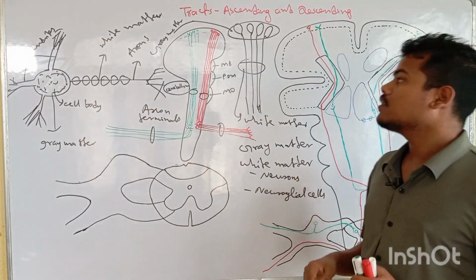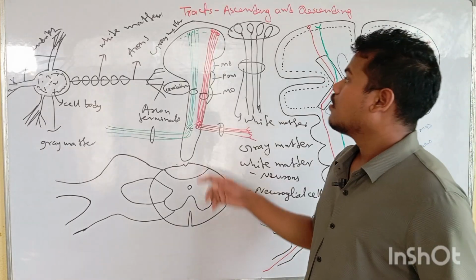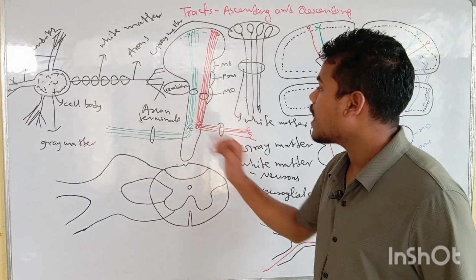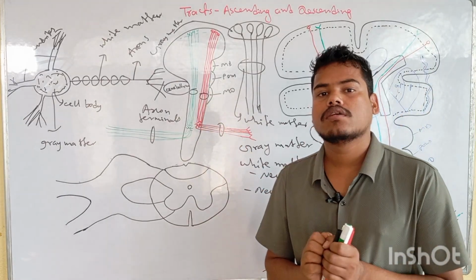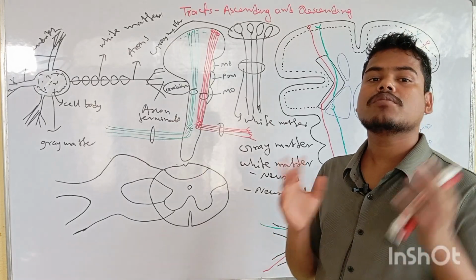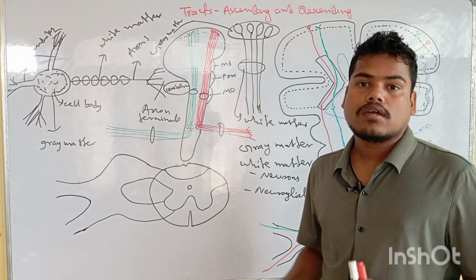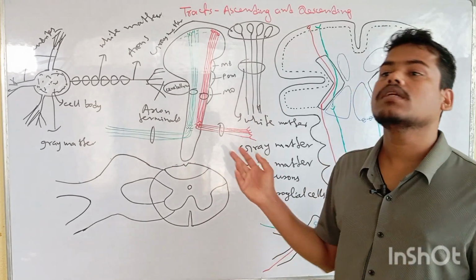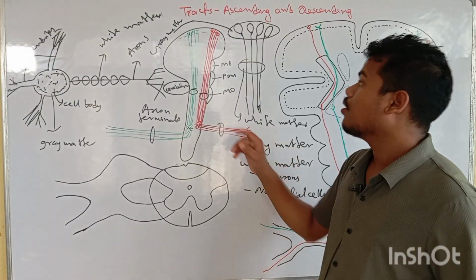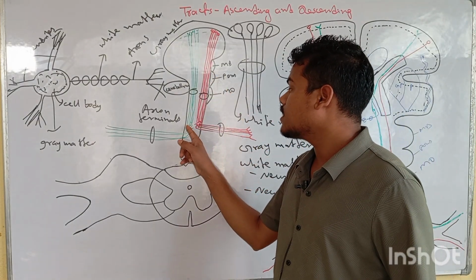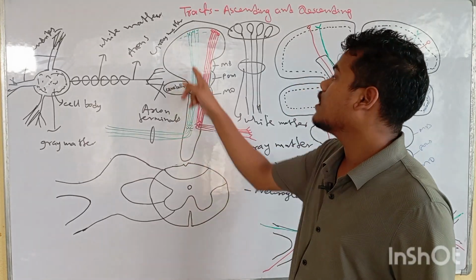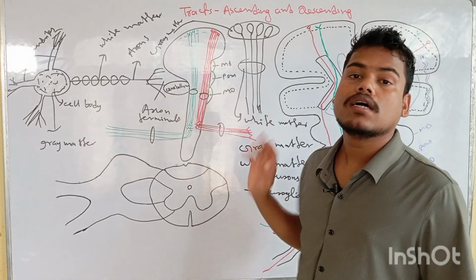But for a tract, the projection fibers have a common origin and common termination, and some authorities also believe that their function should be similar, and most of the time this happens. So let's see here: fibers originating from the spinal cord and going to the thalamus and then to the cerebral cortex. This is the spinothalamic tract, or ascending tract.